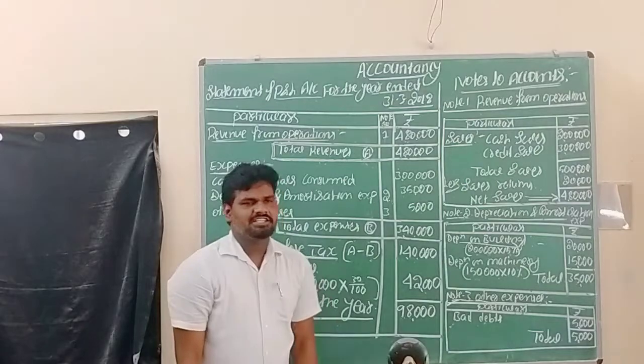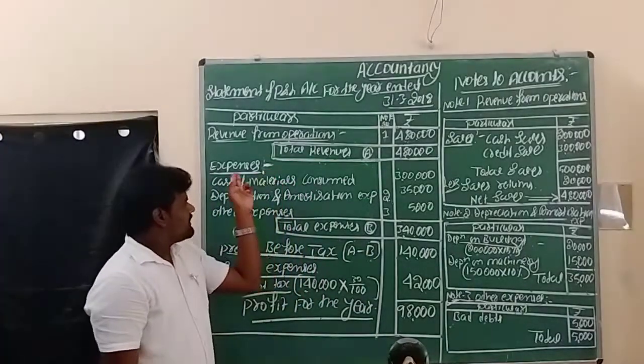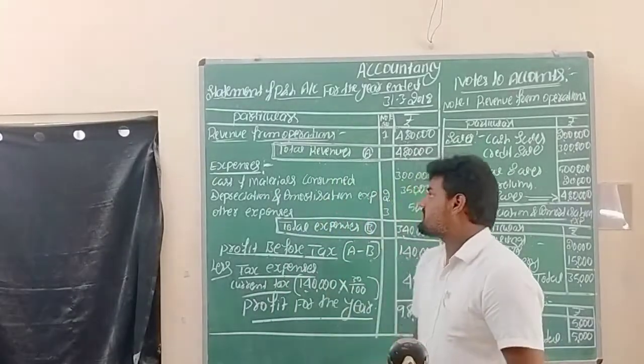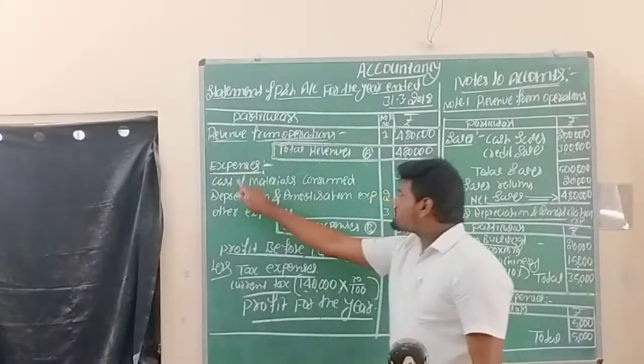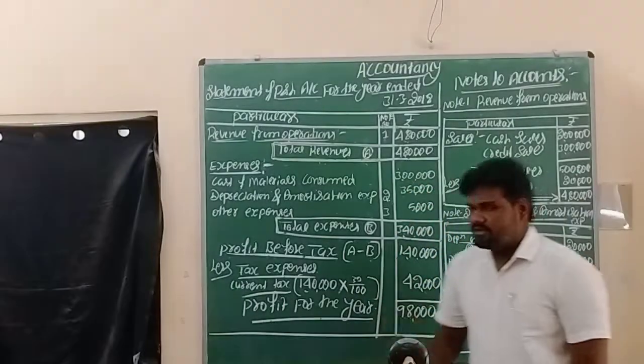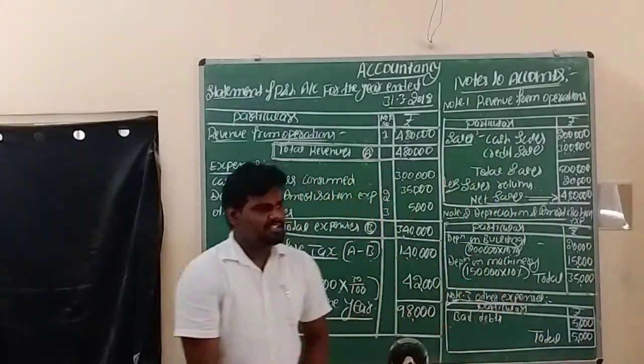The next, second step is expenses. Here the expenses in this question: cost of materials consumed. We need to record this under expenses. Cost of materials consumed, rupees 3 lakhs. The next one, they have given two types of assets, right?